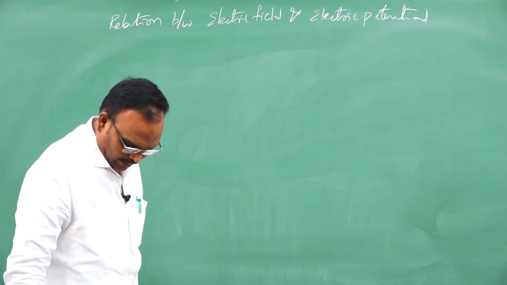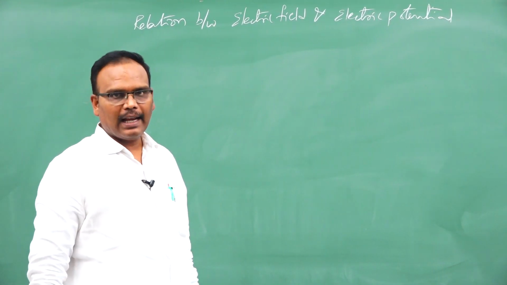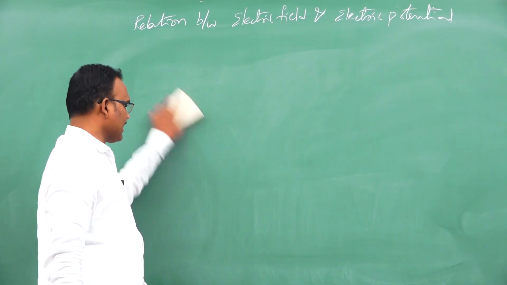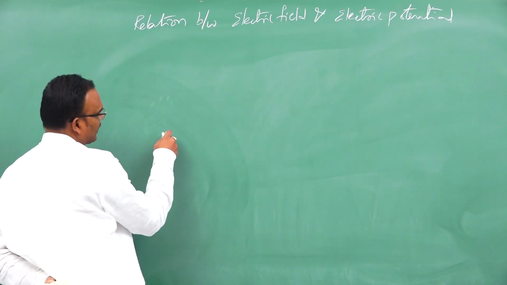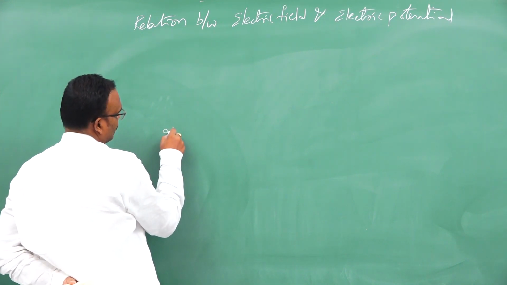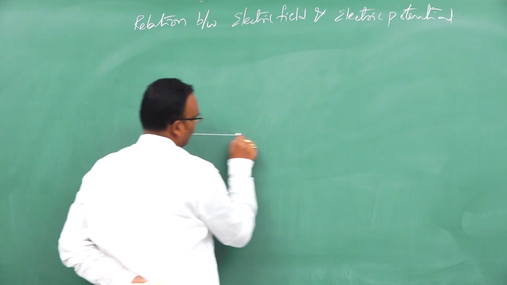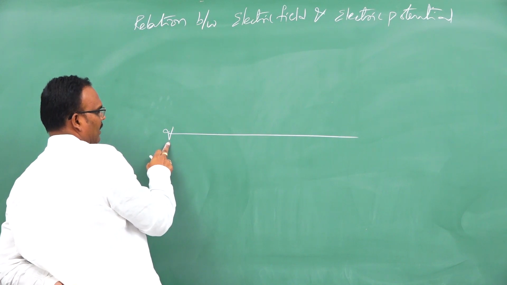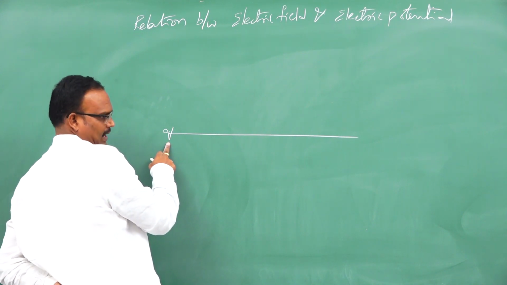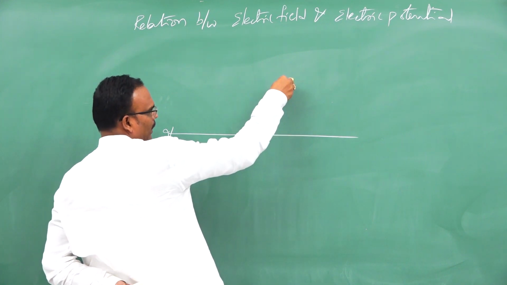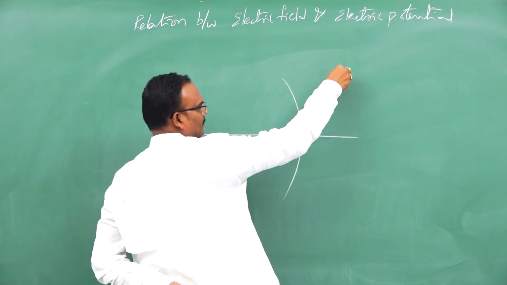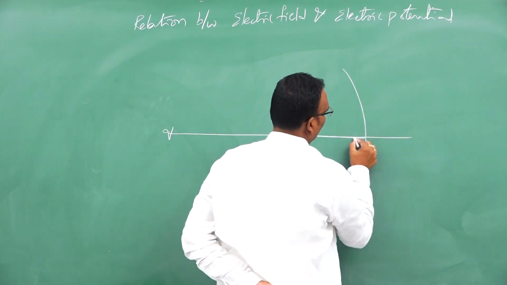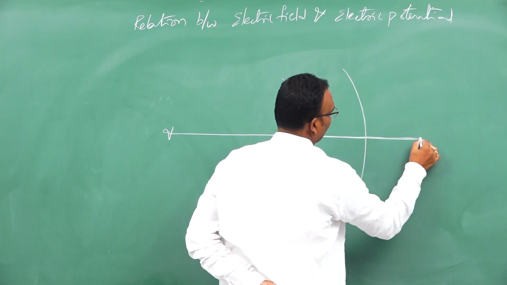Now, we will derive the relation between electric field and electric potential by using a point charge. So, for example, if we take a point charge Q here, the equipotential surface for this point charge is a sphere. So, I will take two equipotential surfaces. This is the direction of electric field.